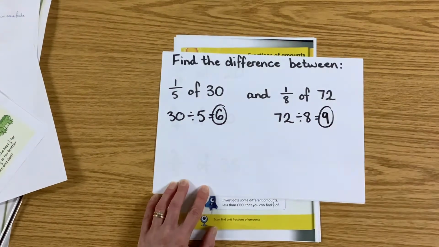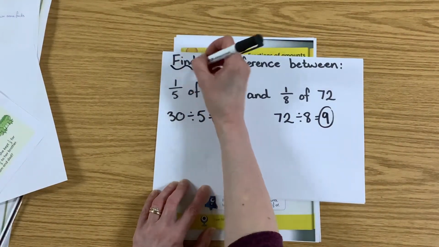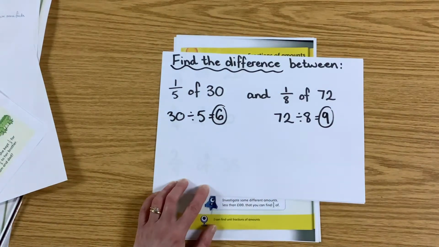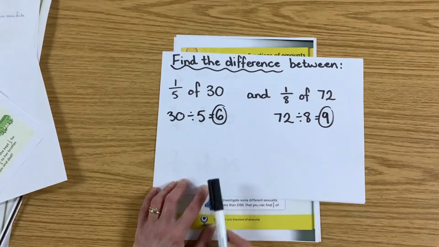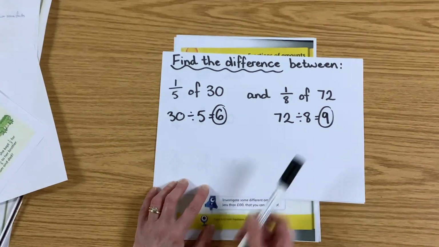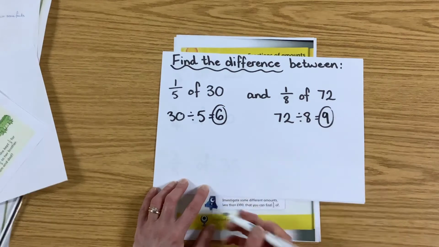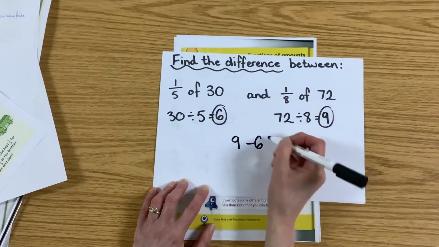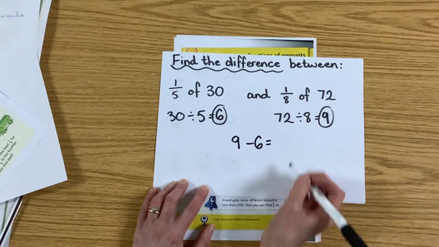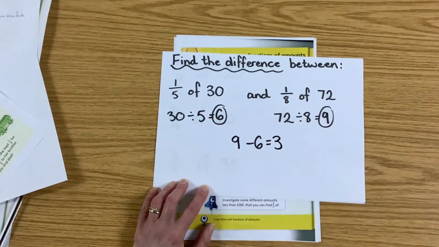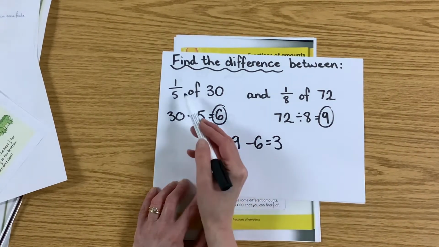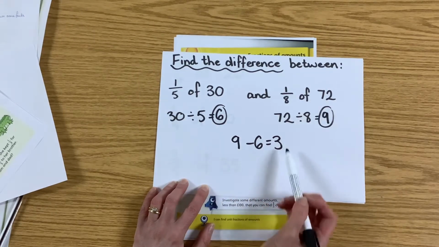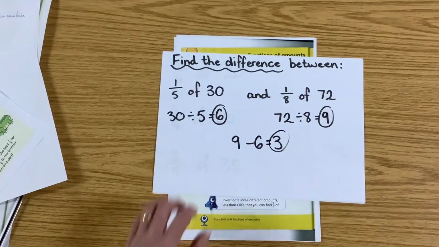Now, we don't stop there because the question says, find the difference. Now, find the difference is always a takeaway sum. And in a takeaway sum, if I'm finding the difference, I need to start off with the larger number. So which is larger, 6 or 9? Yeah, it's 9. Take away 6, the smaller number. What's 9 take away 6? 3. So the difference between 1/5 of 30 and 1/8 of 72 is 3.